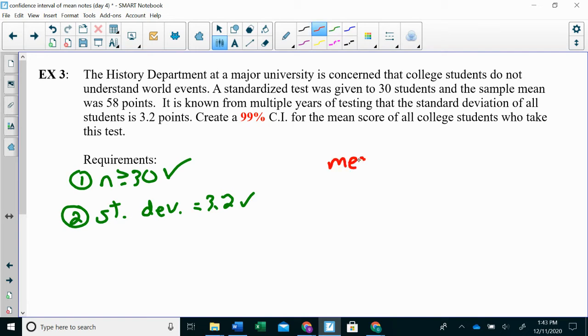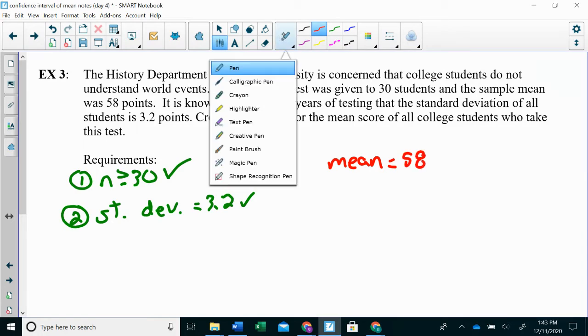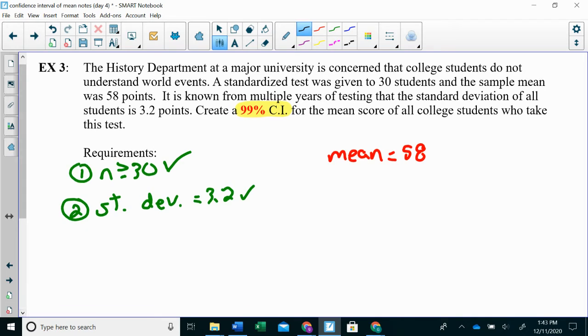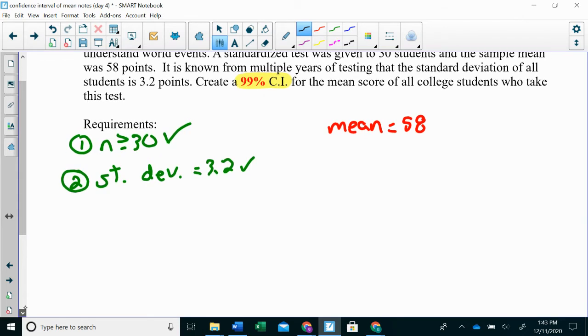It tells us the mean is 58. But notice a little curveball thrown here. Create a 99% confidence interval. So we don't want to get in a rut of always using 1.96 without reading the problem carefully. A 99% confidence interval will give us a different number from that z-interval chart. We're not dealing with a 95% confidence interval. We're dealing with a 99% confidence interval.